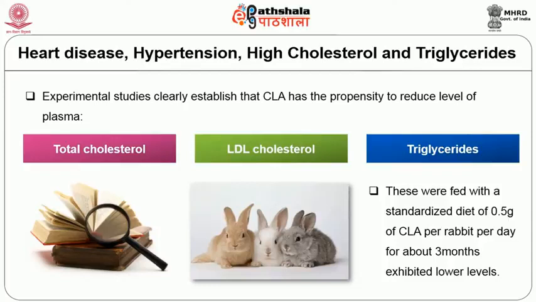Even for a person with diabetes, not only cardiovascular diseases, a doctor will advise to reduce the LDL level to the tune of 100 milligrams per deciliter. Even lowering to that is always safer for a person with non-communicable diseases like diabetes or cardiovascular diseases. So therefore, 0.5 grams of CLA has been shown in a rabbit model to reduce, within 3 months, not only the total cholesterol but also the LDL cholesterol and the triglycerides effectively.